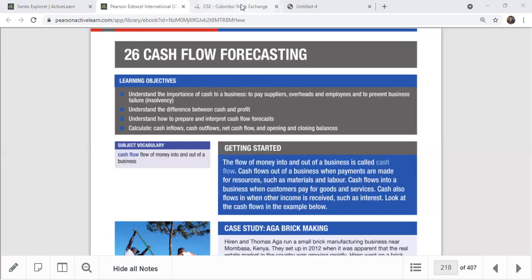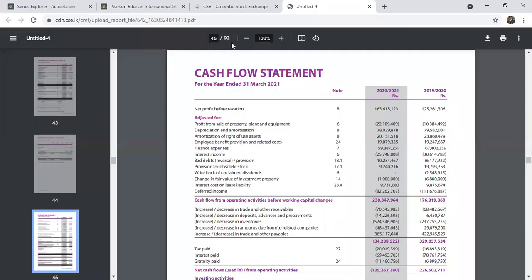So I'll show you. I downloaded an actual financial statement from the Colombo Stock Exchange. You can see this is Abans Electricals, a well reputed company in Sri Lanka, doing electricals and everything. So this is their cash flow statement. In the cash flow statement, they are showing all the cash inflows and outflows of the business organization.